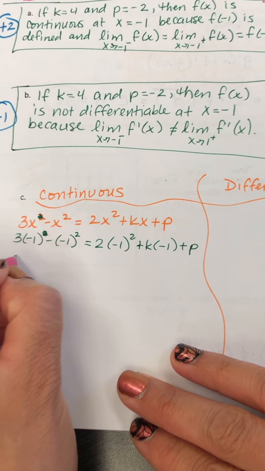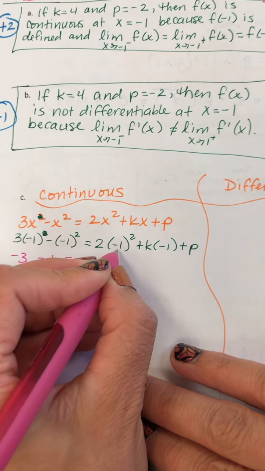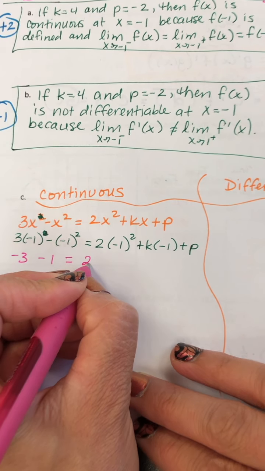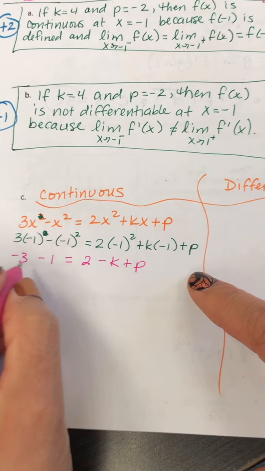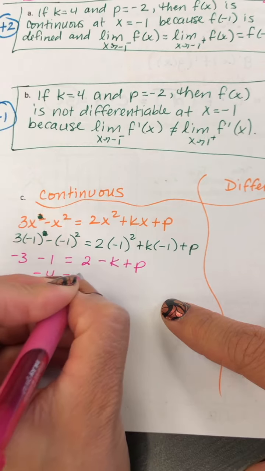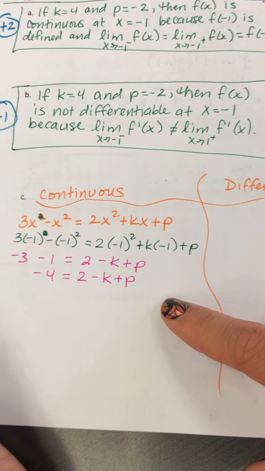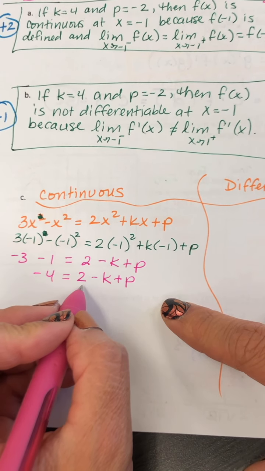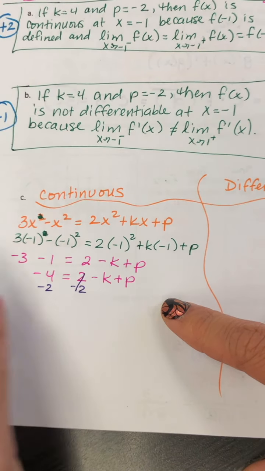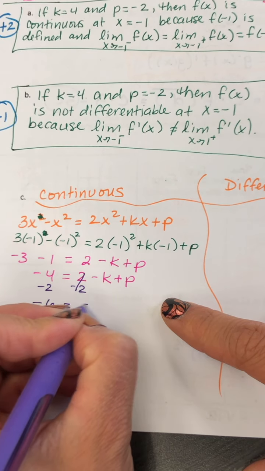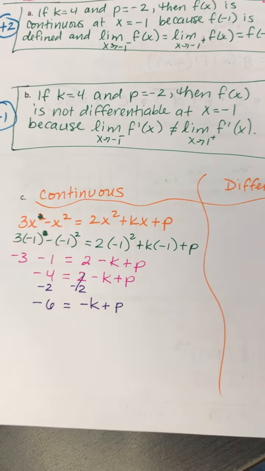3 times negative 1 is negative 3. Negative 1 squared is 1, but there's that negative out front, so it's a minus 1. Negative 1 squared is 1. 1 times 2 is 2. K times negative 1 is a negative k, and then plus p. Negative 3 minus 1 is negative 4. Okay. All right. And let's go ahead and move that constant of 2 over. So we will subtract 2 from both sides, and we'll get negative 6 equals negative k plus p. And we'll stop there. Okay, because that's as far as I can go with that.